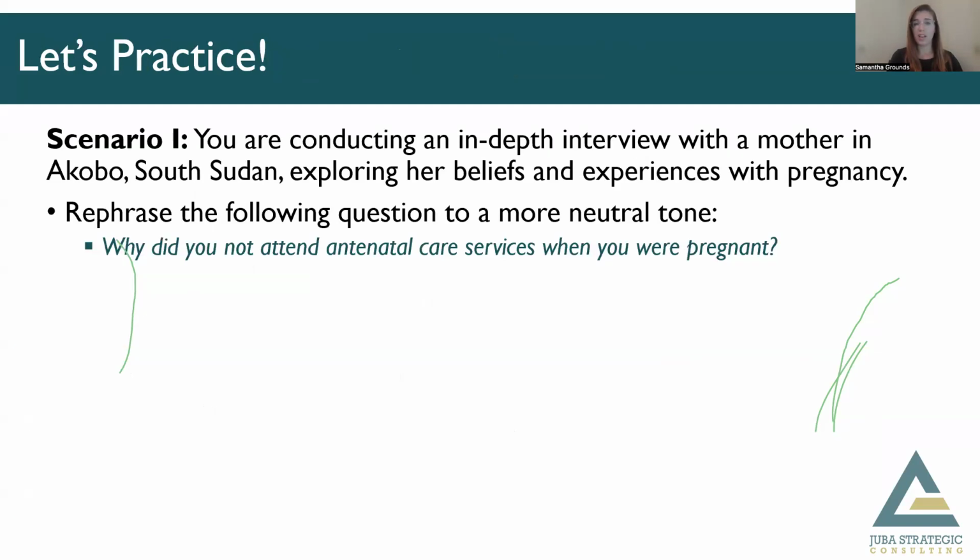Okay, so we're going to do a quick practice here. I have two scenarios that we can walk through. Scenario one: you are conducting an in-depth interview with a mother in Akobo, South Sudan, exploring her beliefs and experiences with pregnancy. Our original question is, why did you not attend antenatal care services when you were pregnant?